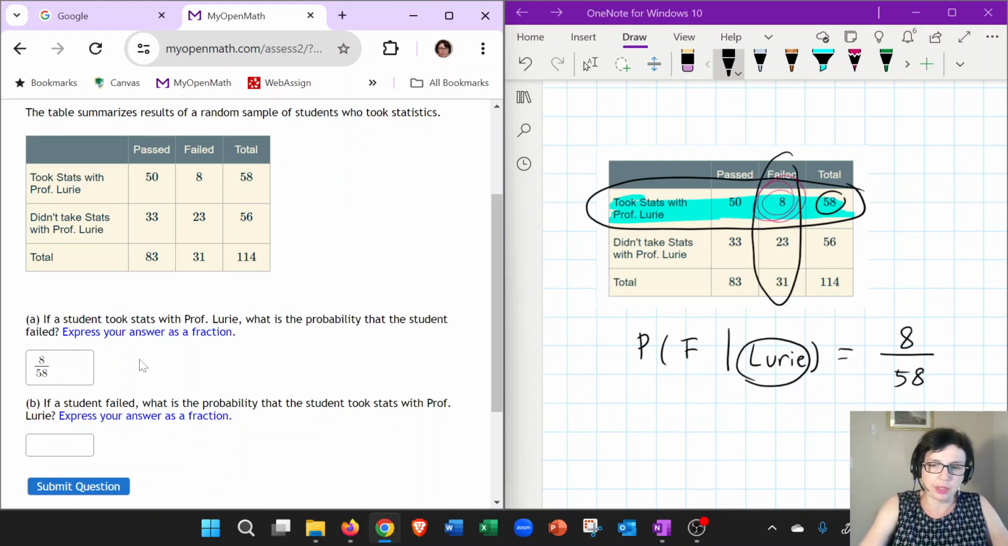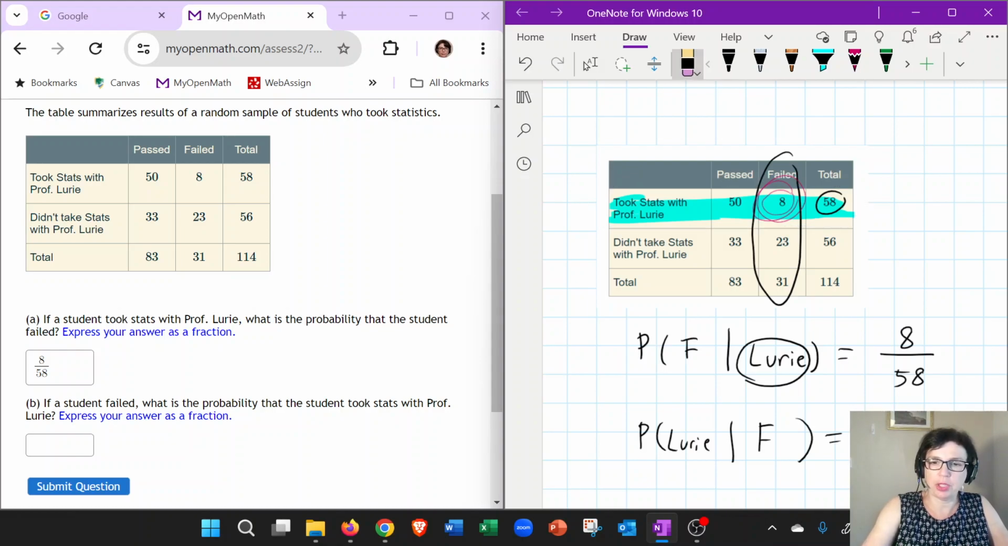For the second question, it says, I know that the student failed. So failed is now given. What is the chance that the student took statistics with Professor Lurie? So this is backwards, right? The failed is what's given. And so now what are we dividing by?